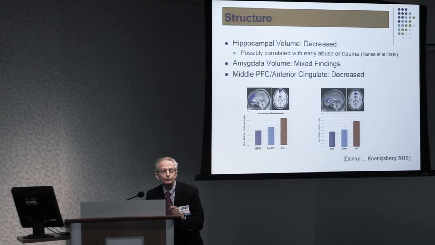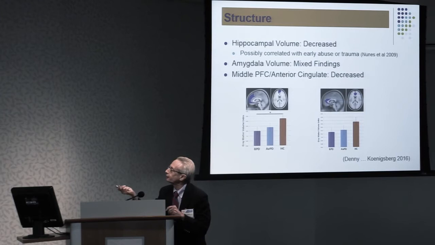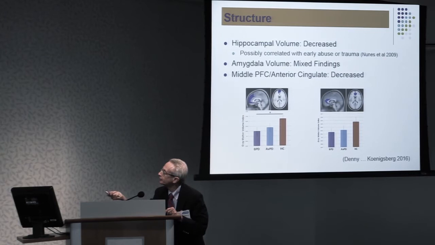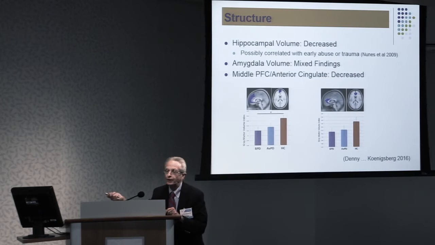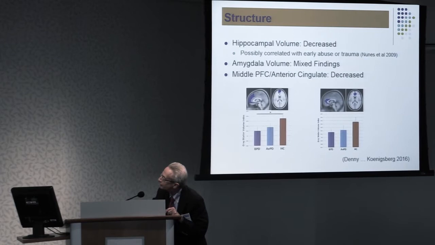And then these frontal control regions in the brain, the middle prefrontal cortex and the anterior cingulate, a number of studies, including one done by our group, have shown decreased gray matter volumes. This is the middle prefrontal cortex, and you see that in healthy people, this is the volume, and in borderline patients, this is the volume, significantly less. We also looked at avoidant personality as a psychopathological comparison group, and that's in the middle. And also here, the pregenual anterior cingulate, again, lower in borderlines than in healthies.